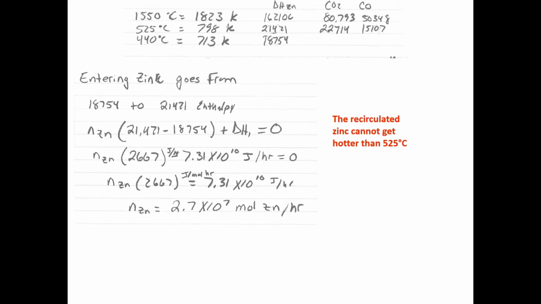This is based on the fact that the recirculated zinc cannot get hotter than 525 degrees C. That's because it's going back into the condensation stream, and we were told in the problem that the condensation stream is exiting at 525 degrees C, or 798 K.